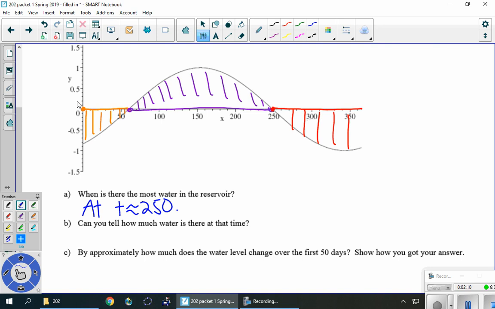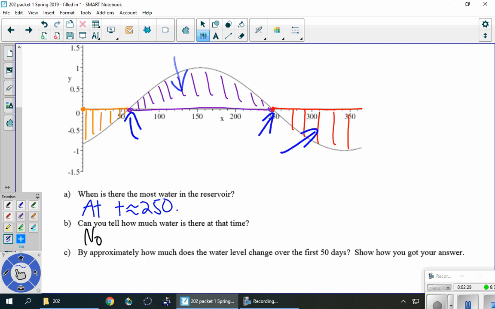Okay, part B: can you tell how much water is there at that time? The answer is no. I know for sure that the area of the orange is how much water is lost in the first 60-ish days, and then the area in the purple is how much you gain from time 60 until time 250, and then we lose whatever this area is here. But without knowing how much water we had at the start, all we can say is how much we've gained or lost, but not actually how much is in there at any moment in time.